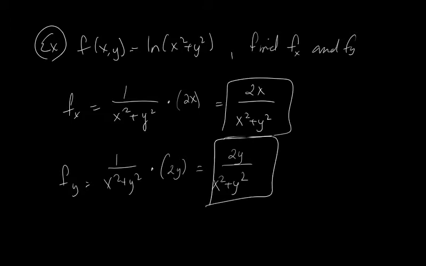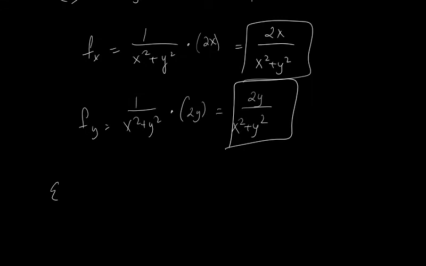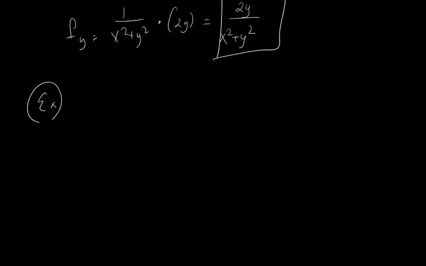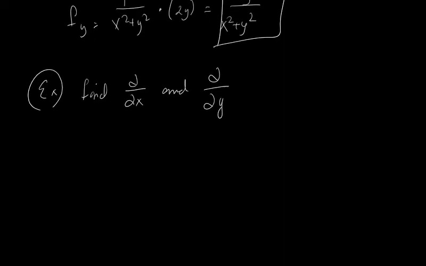So let's do another example. Same thing, let's find the partial with respect to x and the partial with respect to y of f of x, y, equal to x times e to the x squared y.